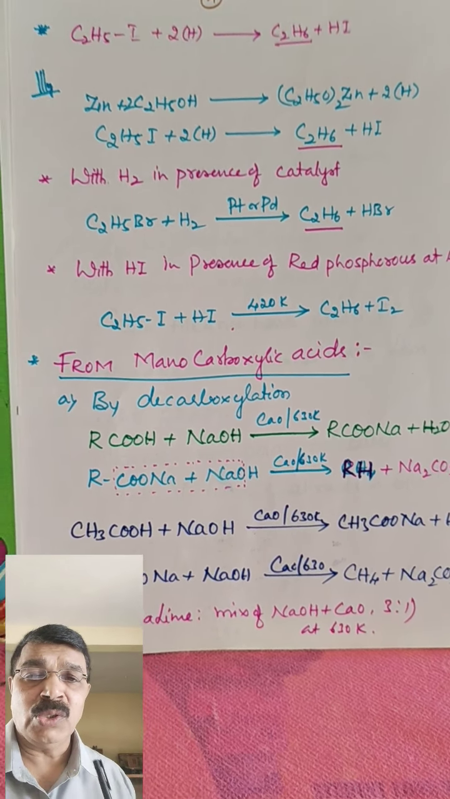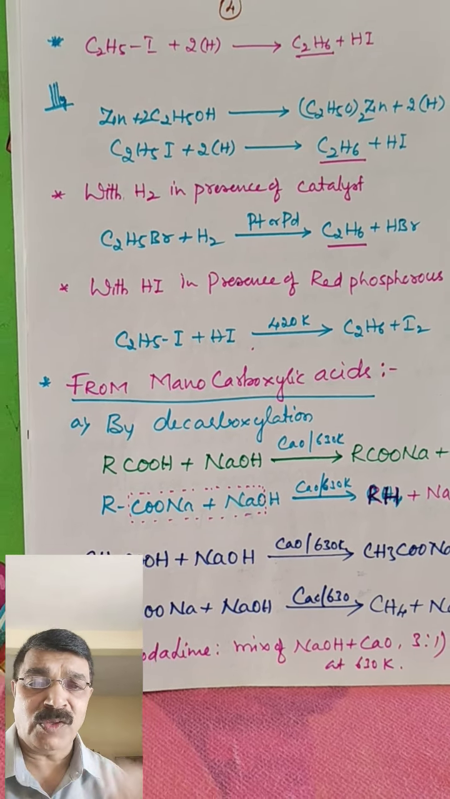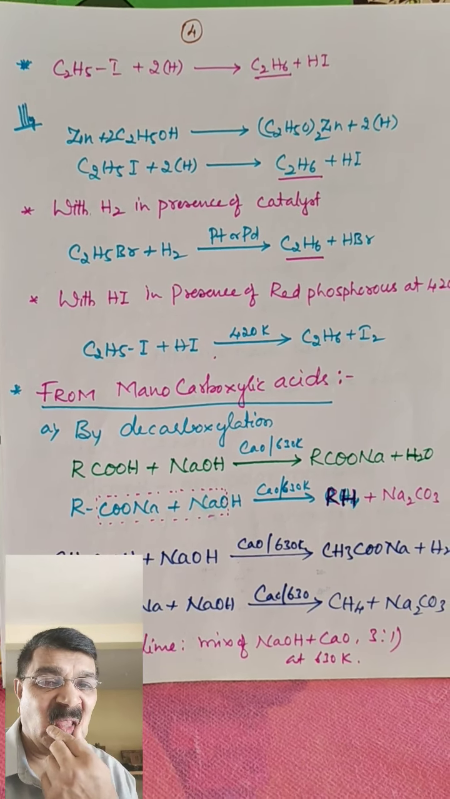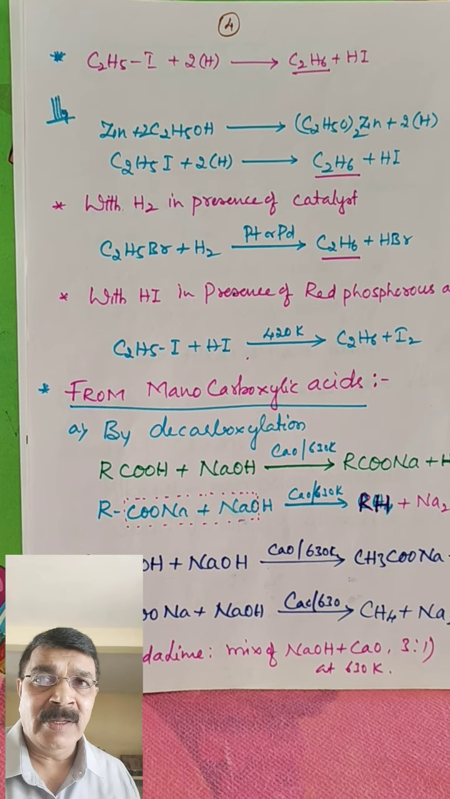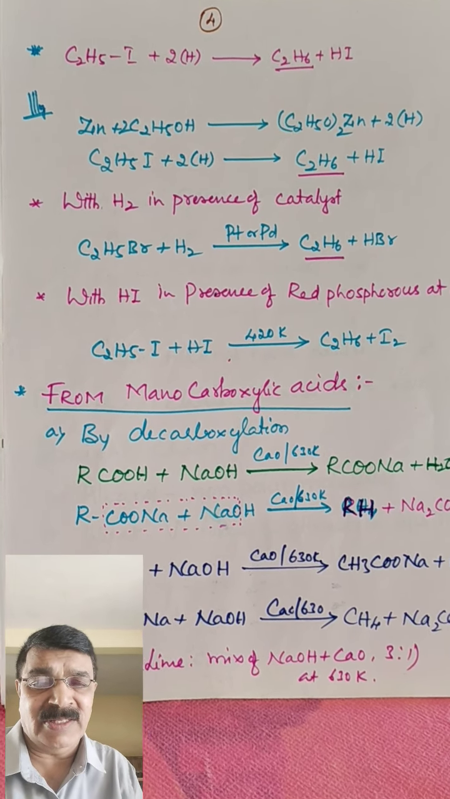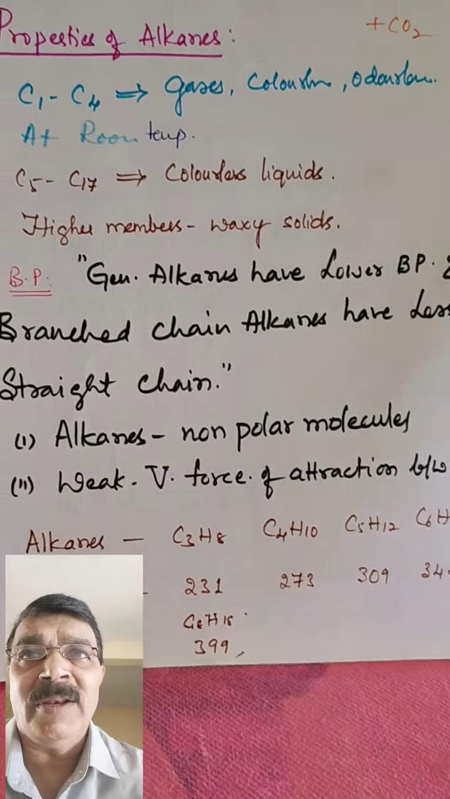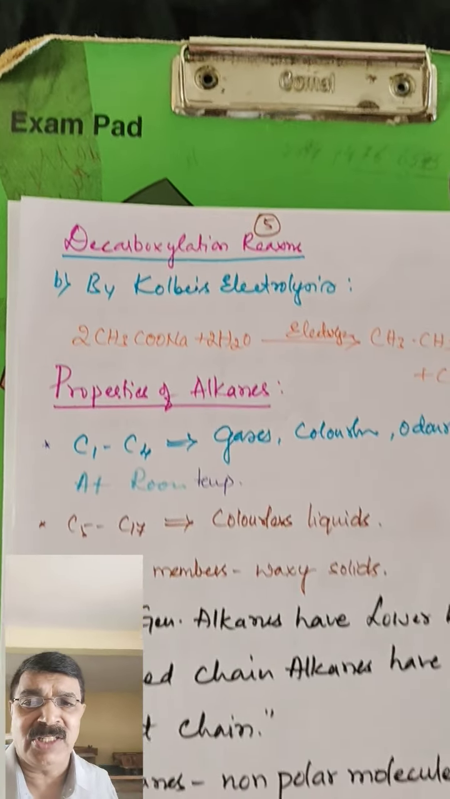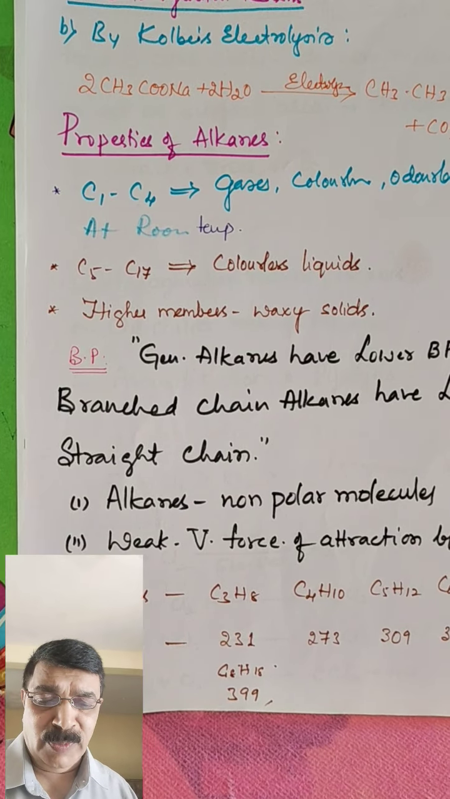Are you clear? So what are the different methods we learned, dear students? Just recall. First one, alkenes, then alkynes, then alkyl halides RX with nascent hydrogen, then acids, that is monocarboxylic acids. Next we go for another one. The decarboxylation reactions continue here.